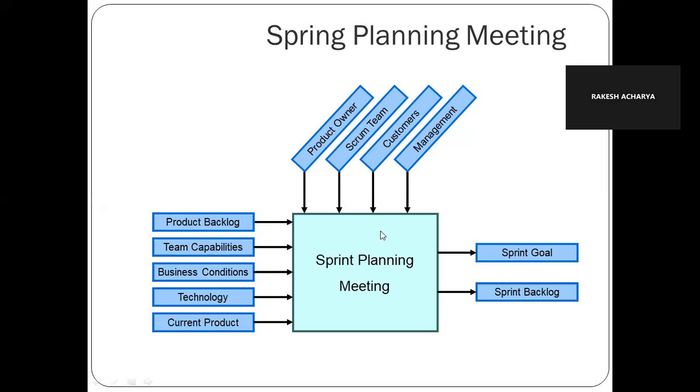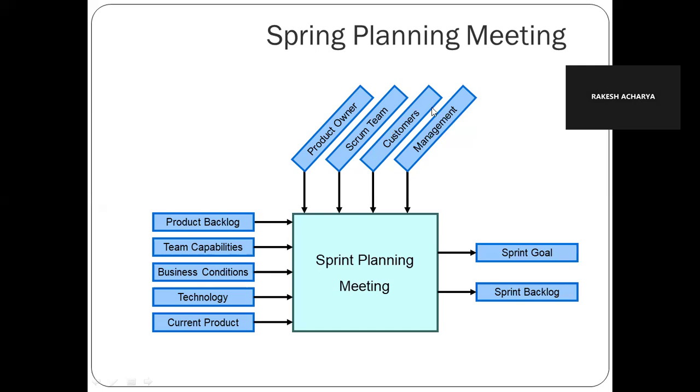Then in this, we will see what our team capacity is for this particular sprint. Might be one person is on leave or some holiday periods are coming. We will remove those timelines and then we will decide, okay, these many items we can deliver. So this is what happens in the planning meeting.